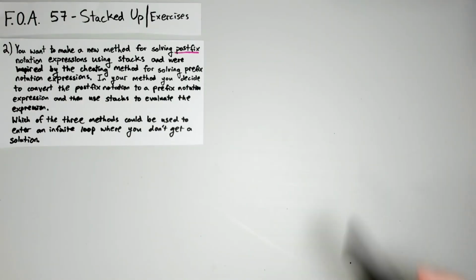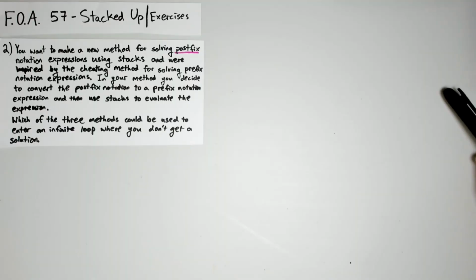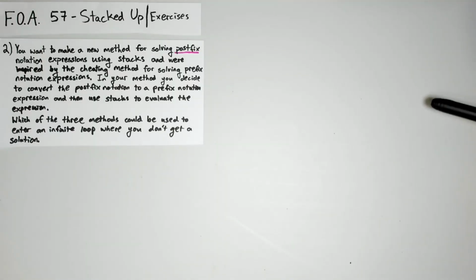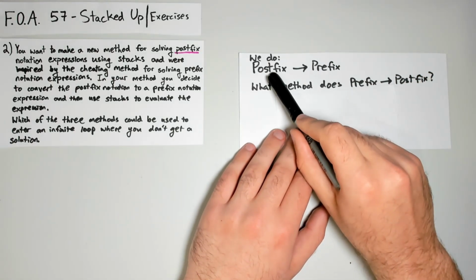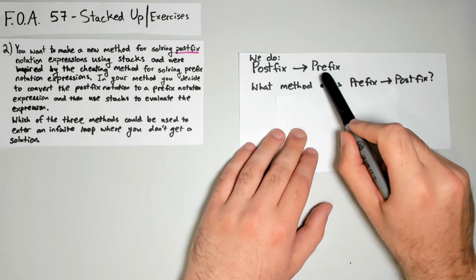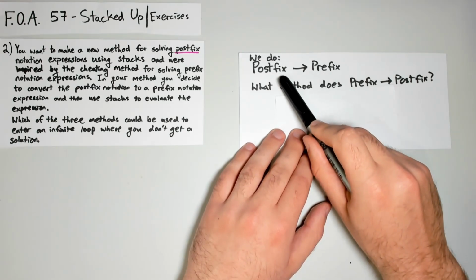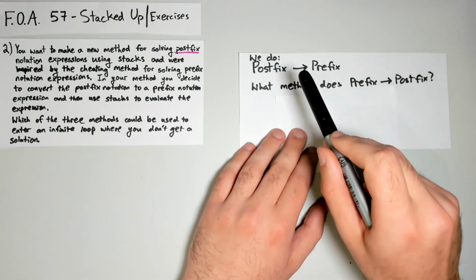Okay, so the idea is we go from postfix to prefix with our new method, and then we use one of the other methods that we've learned and been practicing today to evaluate in prefix notation. So if we take a postfix notation expression and we put it into prefix notation expression, how could we enter a loop with this? Well, if we went back from prefix to postfix, and then we went from postfix to prefix and back and forth, right, we could enter an infinite loop that way.